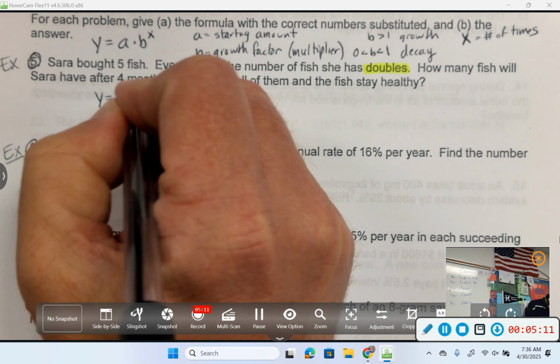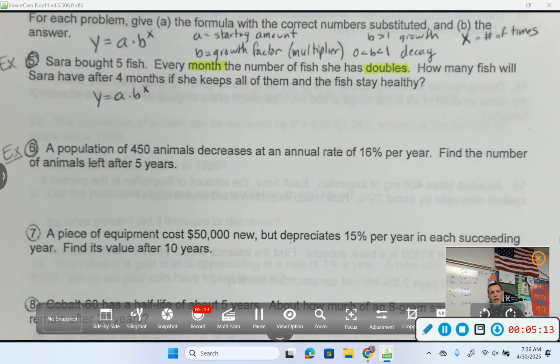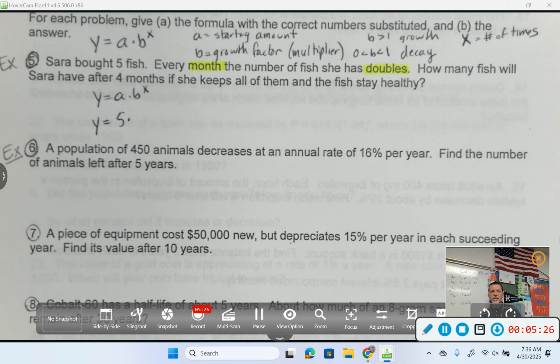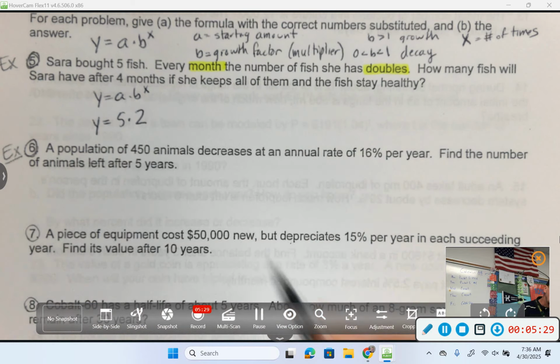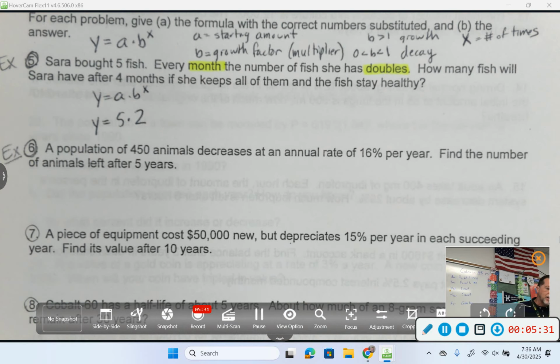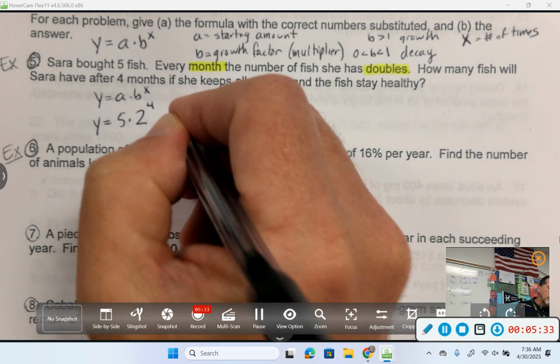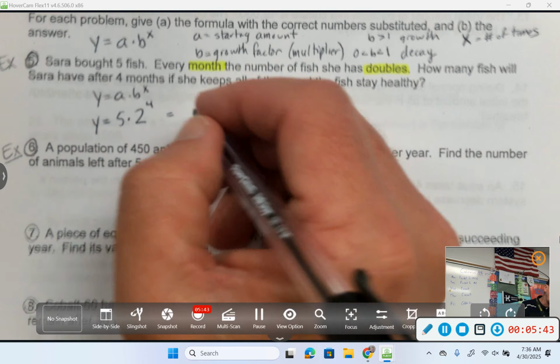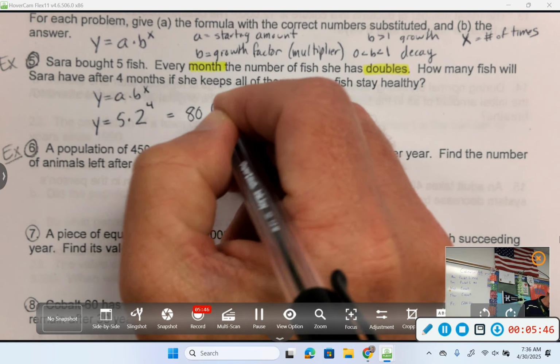Yeah, some of you got the answer already, but let's fit it into the y equals a times b to the x model here. So a is what we start with. What was the starting amount? 5. What's our growth factor or our multiplier? 2, because we're doubling. And how many times are we doubling? 4. So 5 times 2 to the 4th. I think we can get a calculator on this because some of these answers will be bad. But 2 to the 4th is 16. 16 times 5 is 80. So 80 fish.